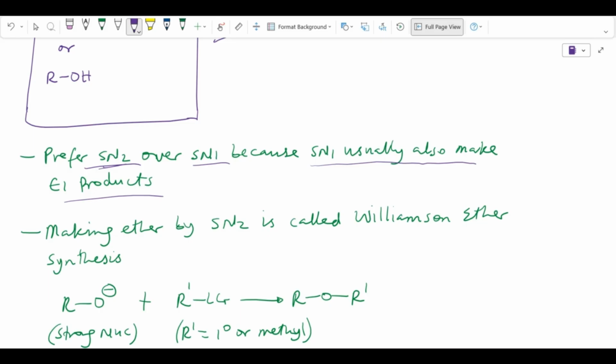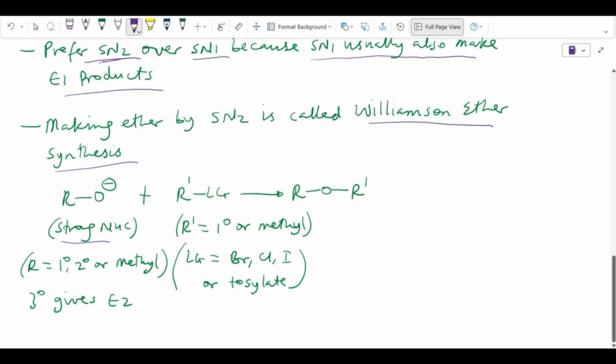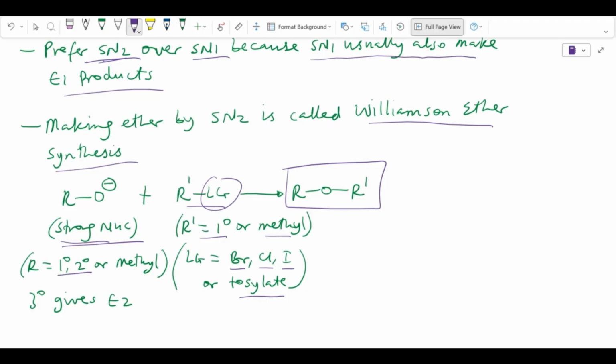Now, the method through which we make an ether via SN2 is called Williamson ether synthesis. Essentially, you're going to have an SN2 reaction in which a strong nucleophile will react with an alkyl halide, and the alkyl halide generally will be primary or a methyl group. And when this reaction occurs, then you will form your ether. The leaving group here can be bromine, chlorine, or iodine, or even the tosylates. Now, as for the strong nucleophile, since this reaction is going through an SN2 mechanism, your alkyl group has to be primary, secondary, or methyl. You should never use tertiary, because tertiary will give an E2 mechanism, which will give us the E2 product.